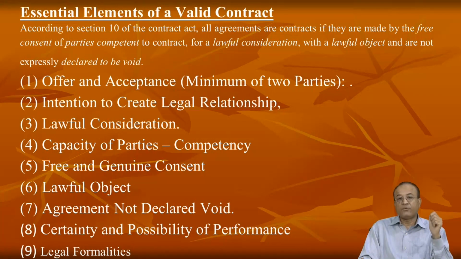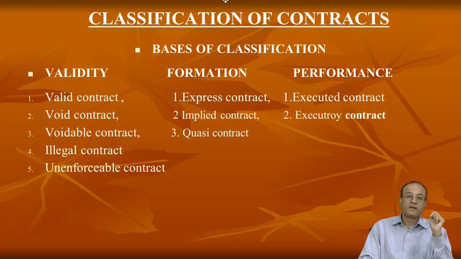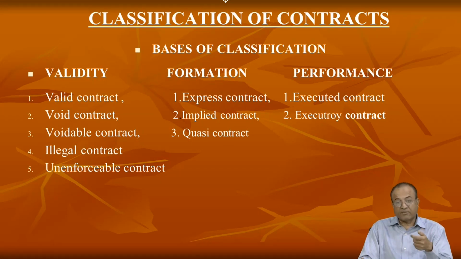Now, classification of contracts. Now we will see the classification of contract. Basis of classification: validity, formation, and performance. In validity: valid contract, void contract, voidable contract, illegal contract, and unenforceable contract. In formation: express contract, implied contract, quasi contract. And in performance: executed contract and executory contract.